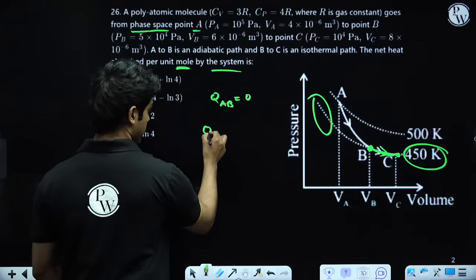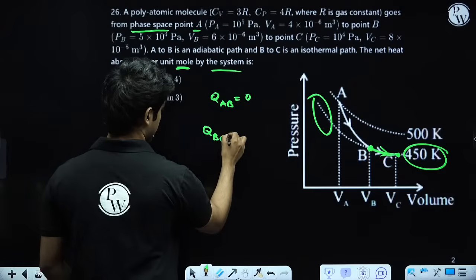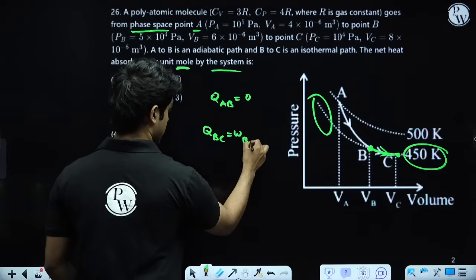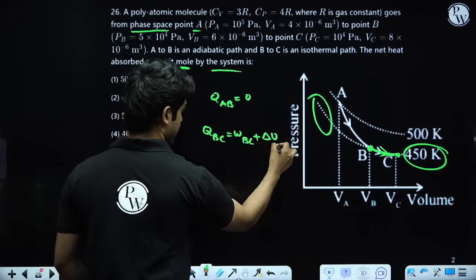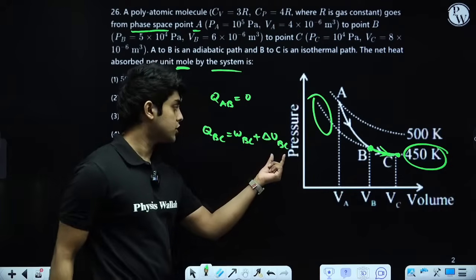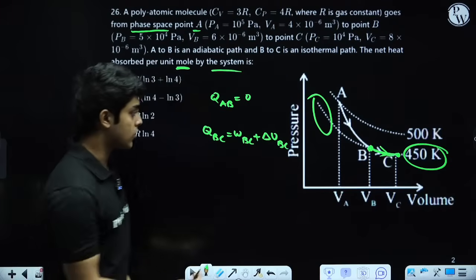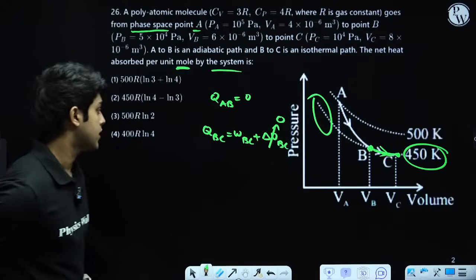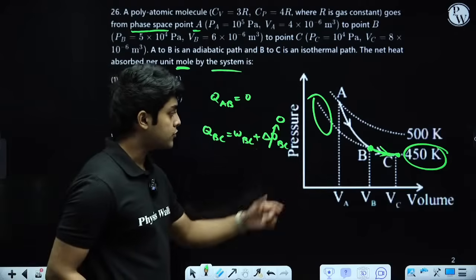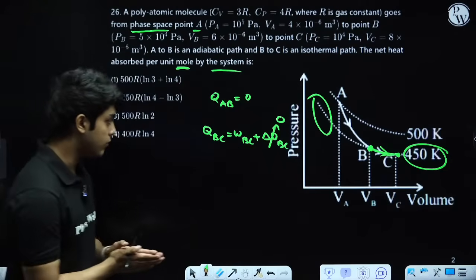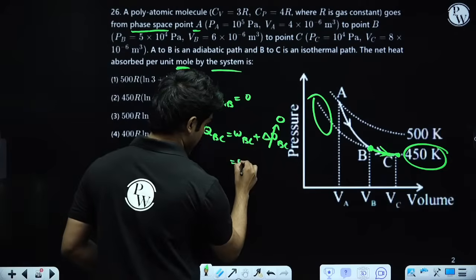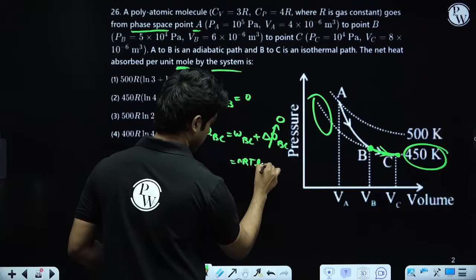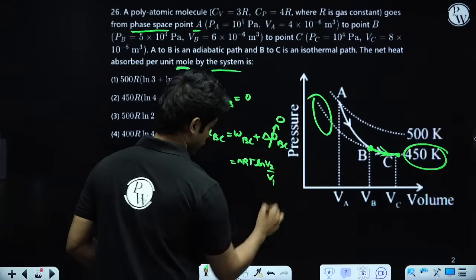So Q BC equals W BC plus delta U BC. Now delta U is a function of temperature and the temperature is constant, so this will become 0. There is no change in internal energy. The work done in an isothermal process, if you remember the formula, is nRT ln V final upon V initial. Okay.